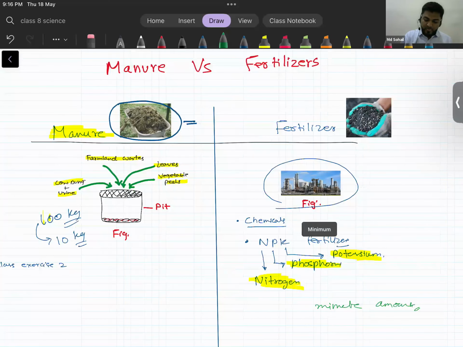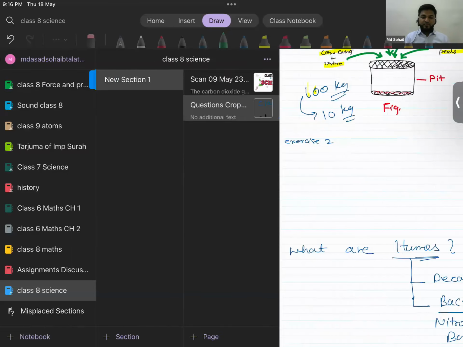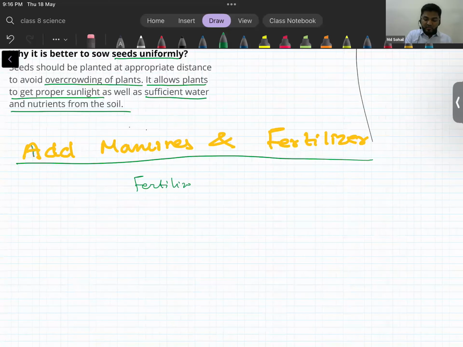Now, we were talking about adding manures and fertilizers. Out of manure and fertilizer, we clearly see that fertilizers are the better ones here. Fertilizers are the better ones, but they come with certain disadvantages also. So fertilizers win over manures in the race of having more nutrients, while there are certain demerits of adding fertilizers also.